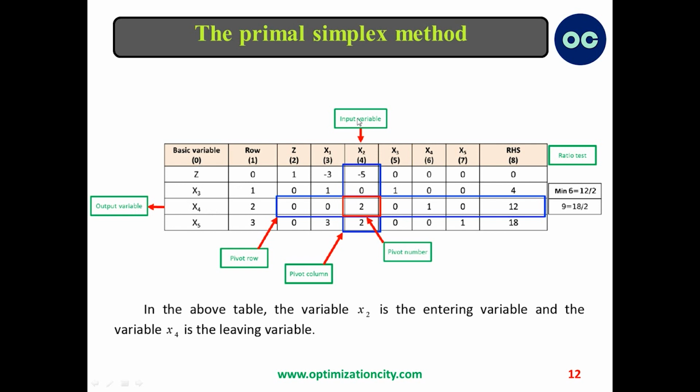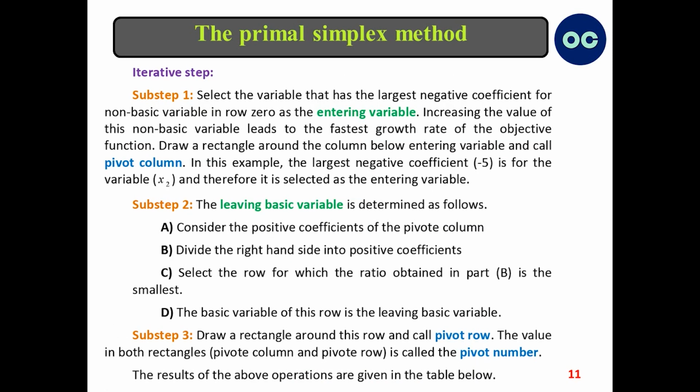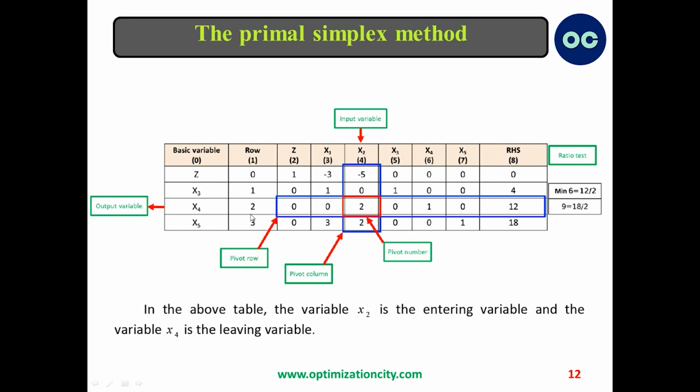This is the entering variable. And we call this rectangle a pivot row. We draw a rectangle around this row and call it the pivot row. The value at the intersection of the pivot column and pivot row is called the pivot number. So you can see the pivot number, pivot column, and pivot row. In this tableau, the entering variable is x2 and the leaving variable is x4.